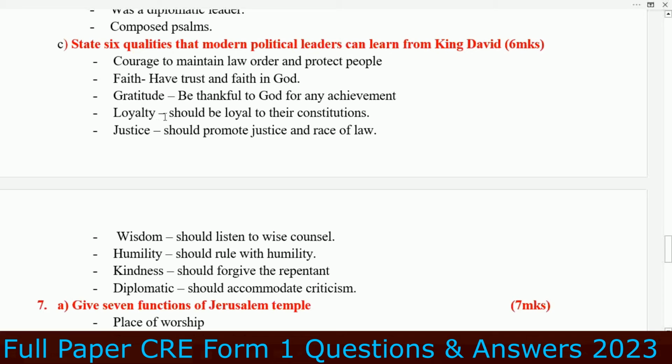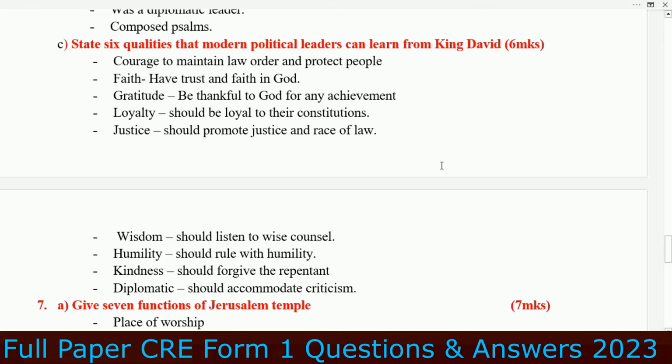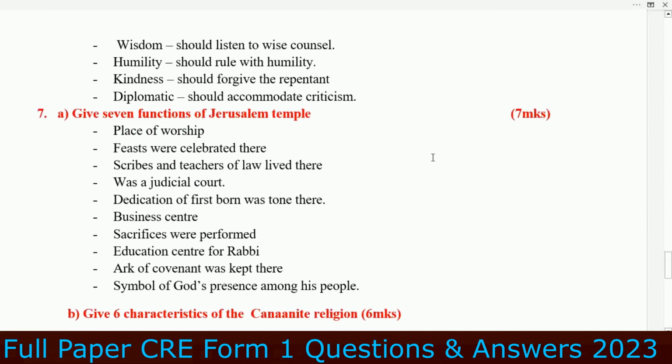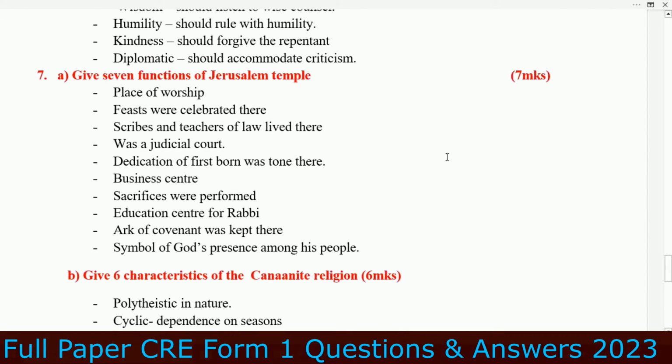Next, they should be loyal. They should be loyal to their constituents. Next, justice. They should promote justice and the rule of law. Next, wisdom. They should listen to wise counsel. Next, they should have humility, that is, they should rule with humility. Next, they should show kindness. They should forgive the repentant. Next, they should be diplomatic, should accommodate criticism. We have question number 7.